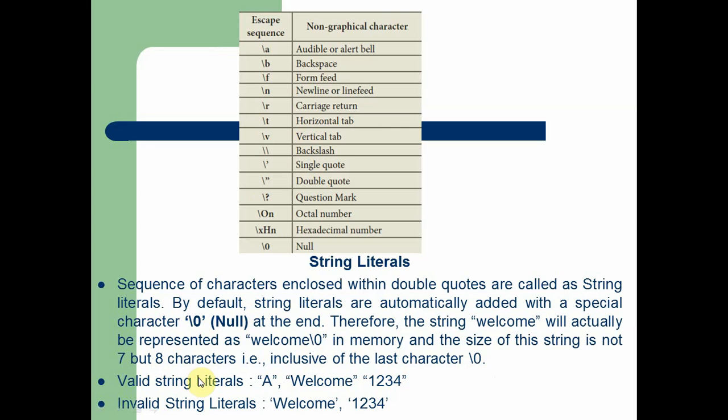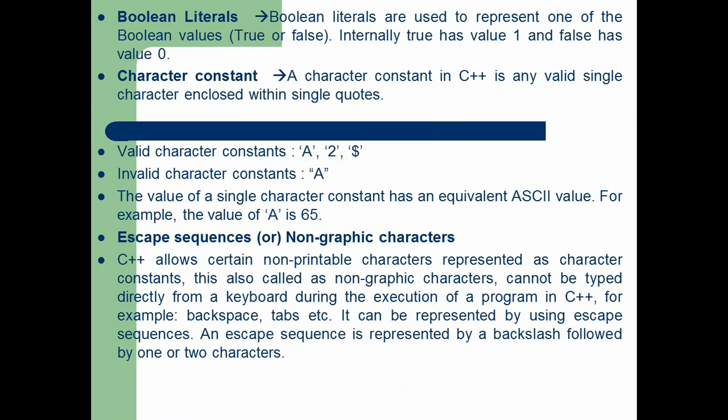In a character, we should use only one character, and that character should be enclosed with single quotes. In a string literal, there may be more than one character or one character, but the string should be enclosed with double quotation marks. For example, here you can see we use only a single letter A, but that letter is enclosed with double quotation. So this A is considered as a string, not as a character. So it is valid as a string but invalid as a character. See here, it is invalid here. So an invalid character constant is double quotation A.